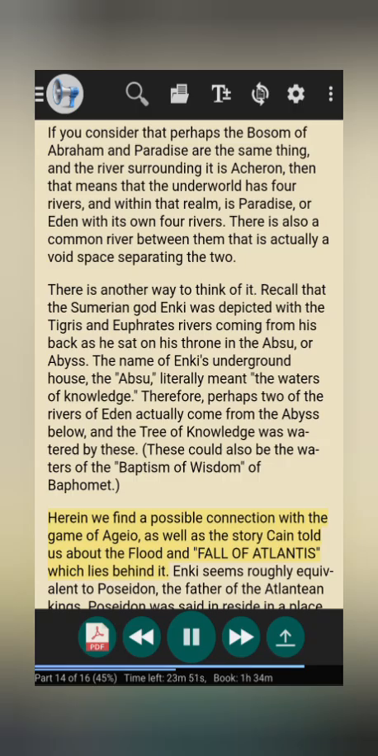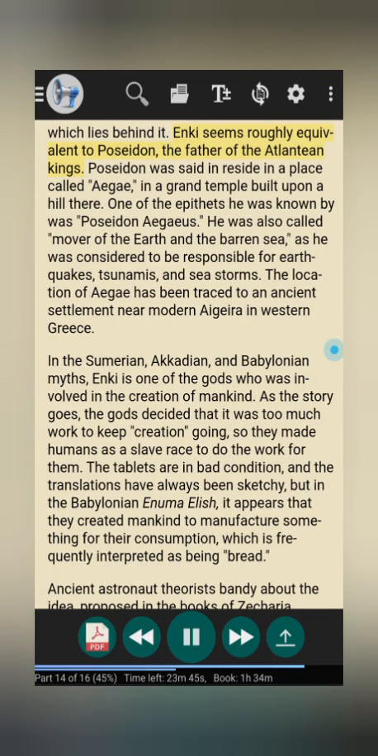Herein we find a possible connection with the game of Ageo, as well as the story Cain told us about the flood and fall of Atlantis which lies behind it. Enki seems roughly equivalent to Poseidon, the father of the Atlantean kings. Poseidon was said to reside in a place called Aigai, in a grand temple built upon a hill there. One of the epithets he was known by was Poseidon Aegeus.